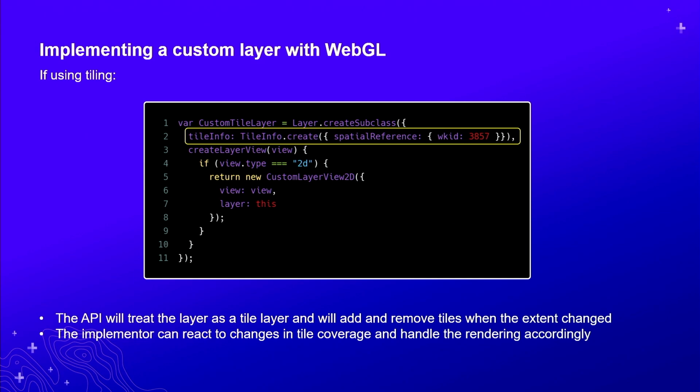As mentioned before, if you choose to implement the custom layer view using tiles, then you need to specify the tileInfo. You need to create the TileInfo class that the API provides. This is basically defining the tiling scheme for the layer, where you can specify the tile size, the spatial reference, the level of details, and so on.